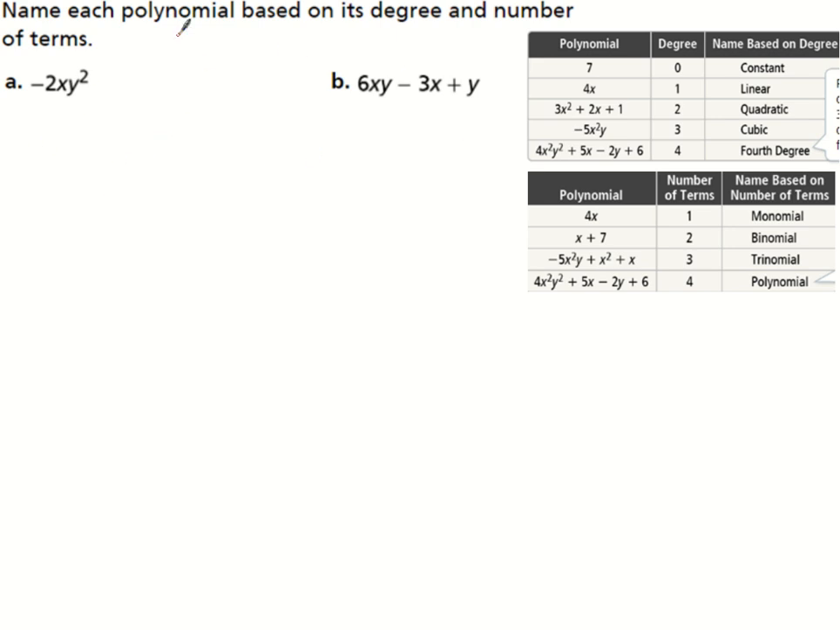Basically, what we're going to have to do is name any polynomial based on its degree and the number of terms. A polynomial is something that looks like this. A polynomial is when we are adding and subtracting multiple terms that are not necessarily like terms. This is a simplified polynomial. So I'm adding or subtracting 4 or more terms that are different terms.